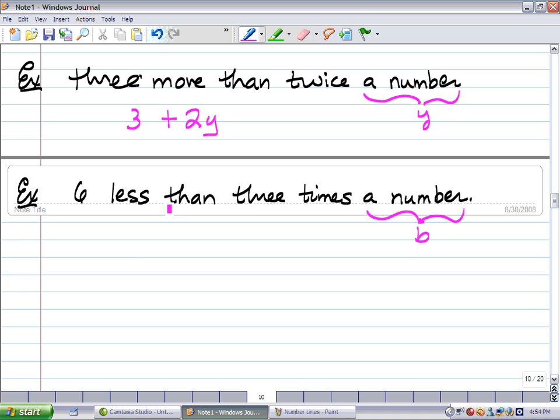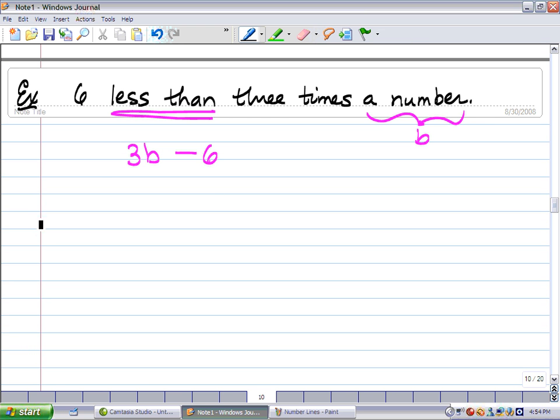Okay, less than, remember we have to go in the other order. So that's going to be the 3b, then the minus 6. So remember, because of the less than, we've got to reverse it, turn it around. Okay, another thing we need to be careful with are the words sum and difference.